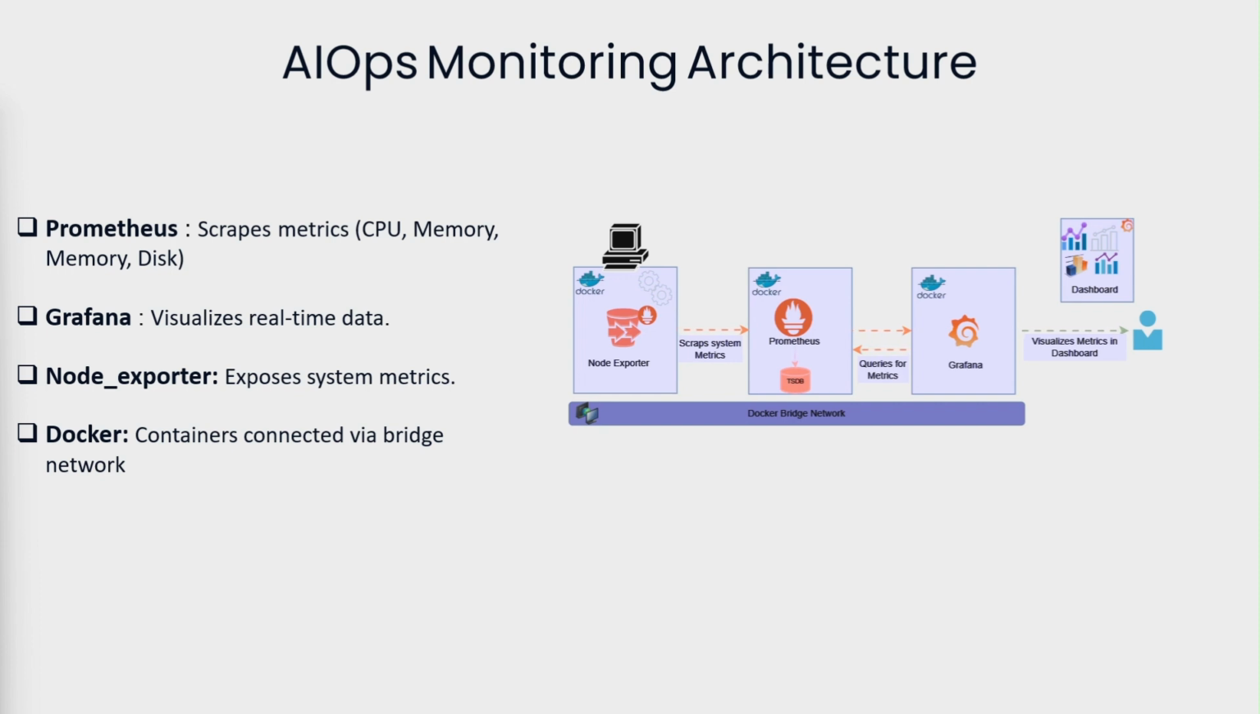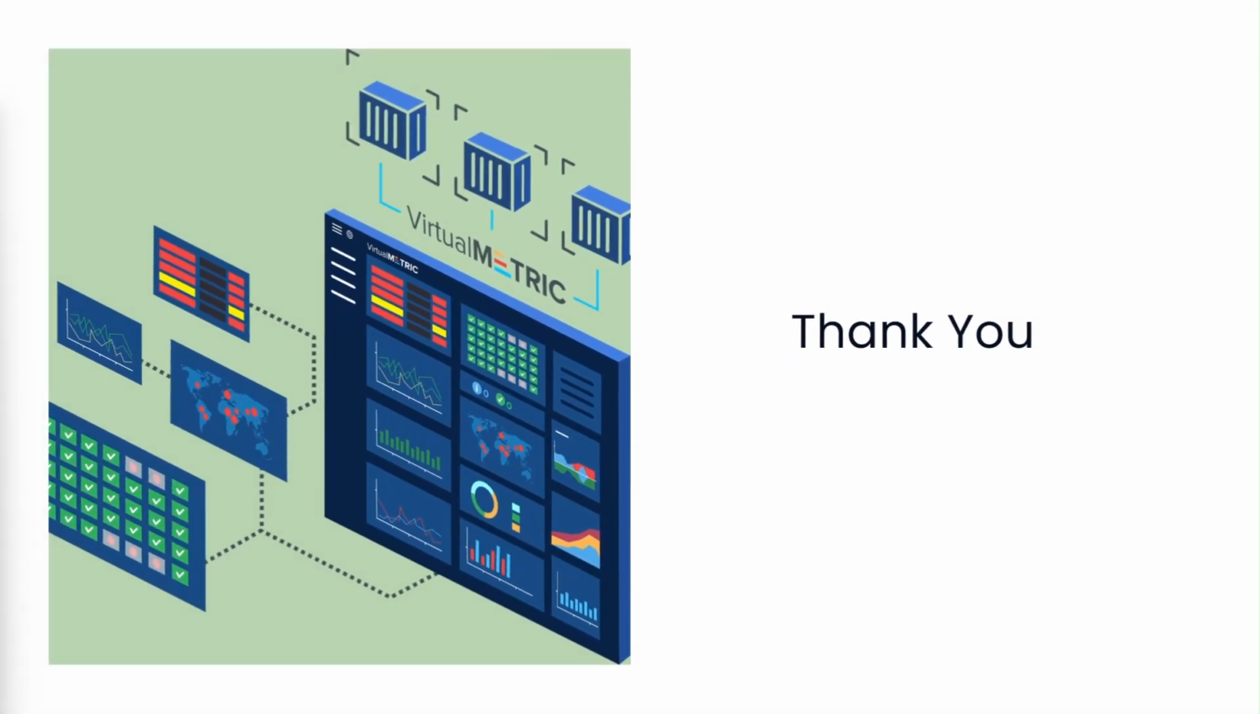And that's a wrap on our architecture breakdown for Prometheus, Grafana, and Node Exporter in Docker. As you can see, the way these components interact creates a powerful, scalable monitoring solution. In the next video, we're diving into the hands-on lab, where we'll build this real-time monitoring solution step by step. We'll walk through the full setup so you can see everything in action.